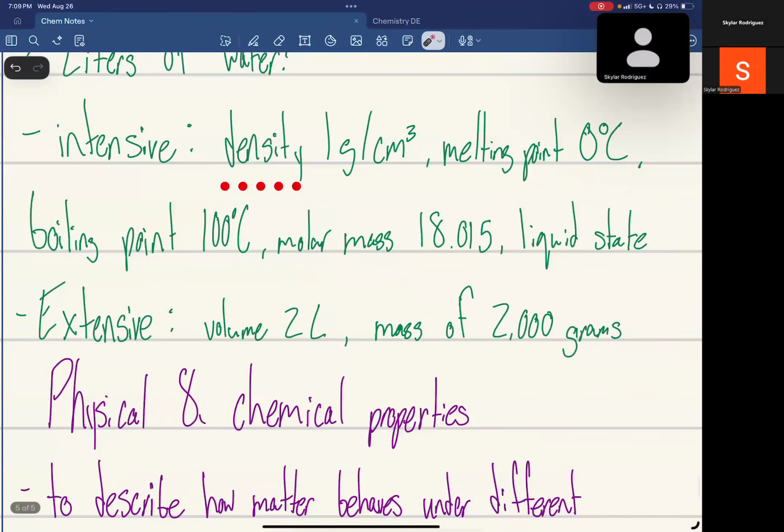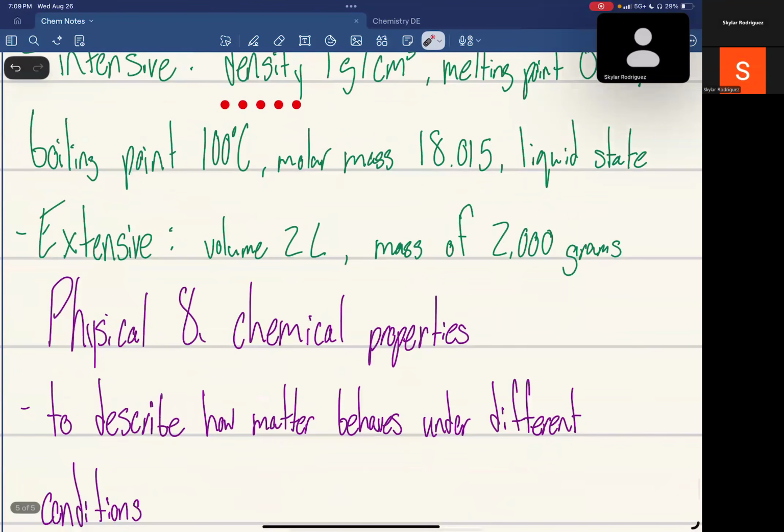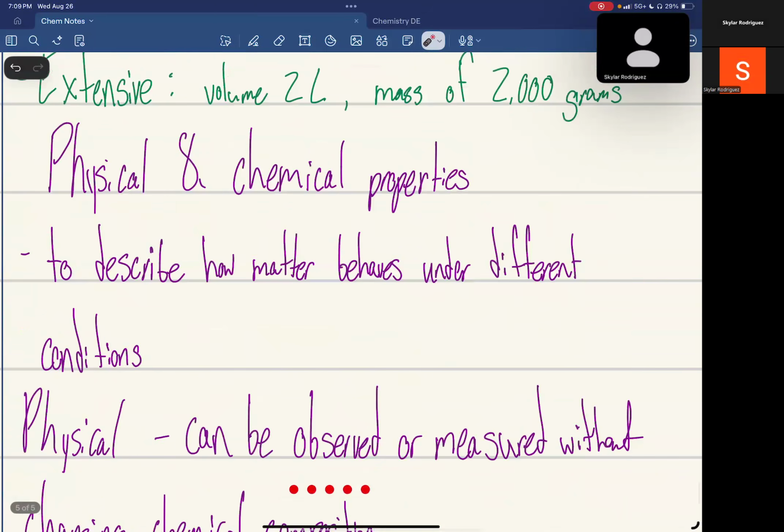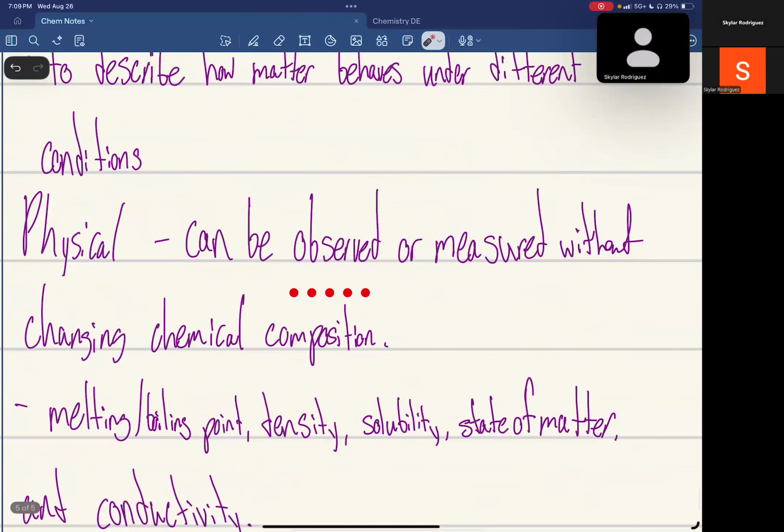Physical and chemical properties are used to describe how matter behaves under different conditions, distinguished by whether observing them changes the identity of the substance. Physical properties are characteristics that can be observed or measured without changing the chemical composition of the substance.